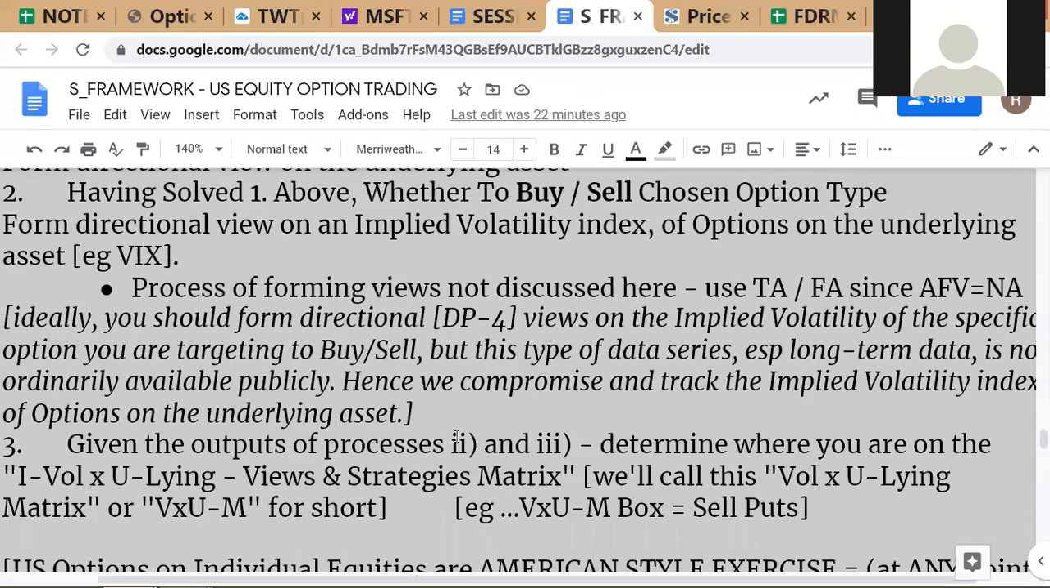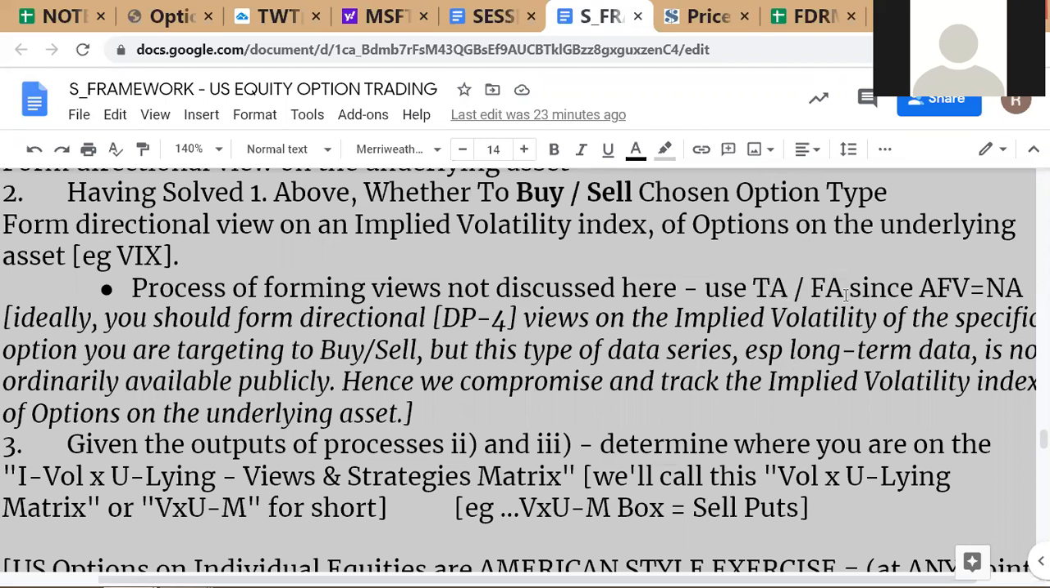So the point I mentioned here is that the process of forming views is not discussed here. If you remember some sessions ago, Utsav was talking about how the choice of TA and FA is also a decision problem. Yes, that is true actually, but we are not even going into that. That's at several levels down the pyramid. We have to also decide whether we want to be a user of TA or FA, but we are going to be discussing that as a separate problem.